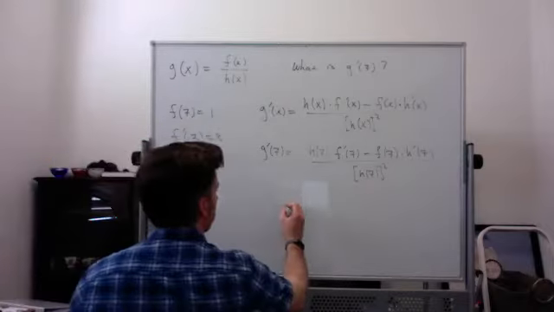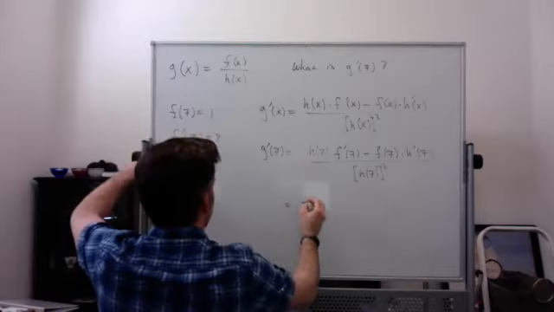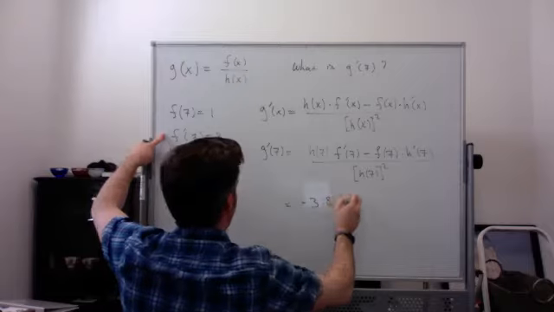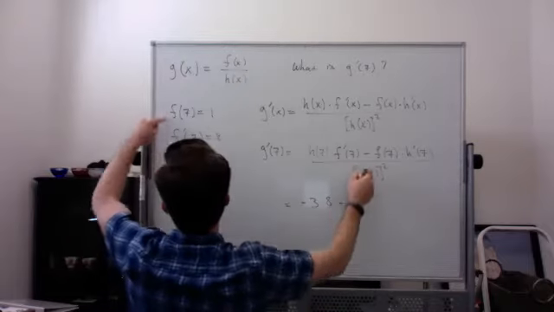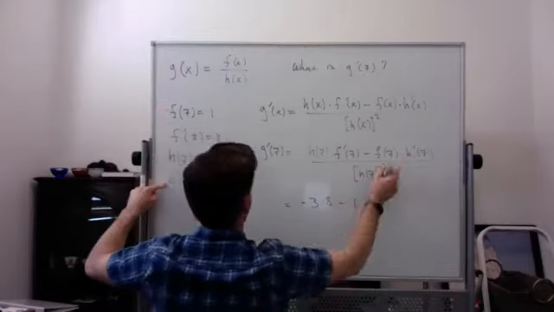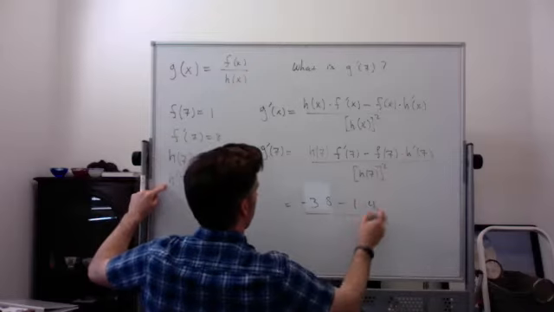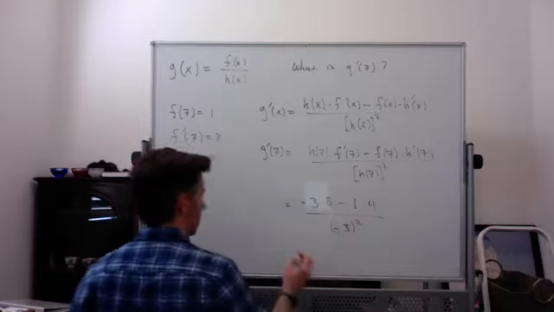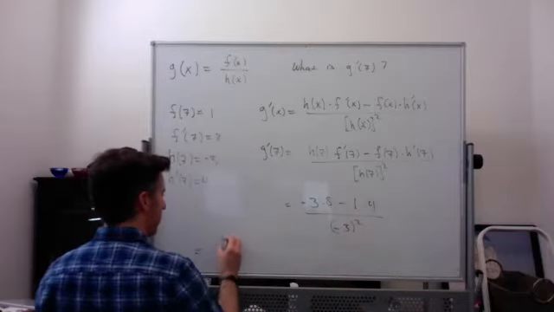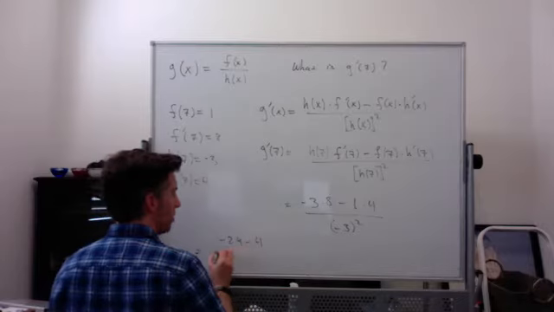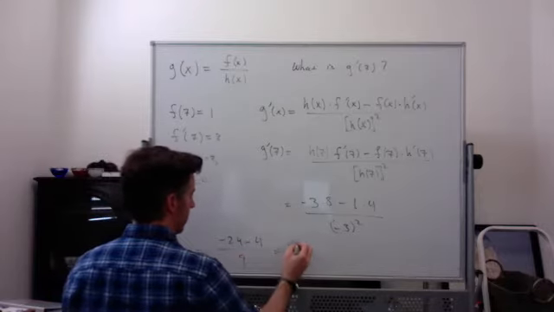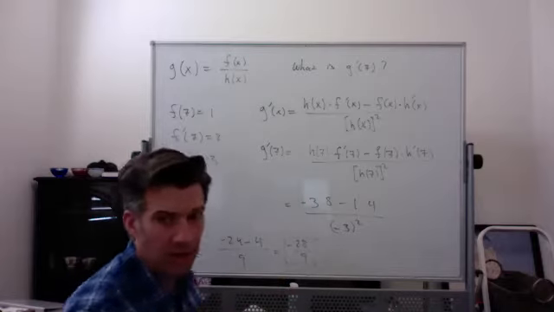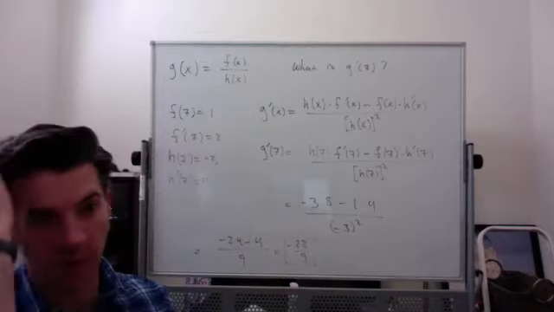So this is going to equal, so h of 7 is negative 3, f prime of 7 is 8, and then f of 7 is 1, and h prime of 7 is 4, all over h of 7, which is negative 3 squared. And we just do the arithmetic. We get negative 24 minus 4 all over 9, which is negative 28 over 9. So that's how you do a problem very similar to problem 8 and 7.